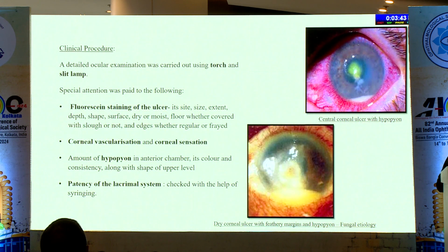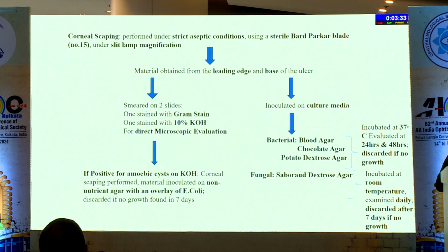Clinical examination was done using a torch and slit lamp. Special attention was paid to fluorescent staining of the ulcer, corneal vascularization, and sensations. Amount of hypopyon in the anterior chamber was noted. Corneal scraping was then performed using a sterile Bard-Parker blade under slit lamp magnification. Material was obtained from the leading edge and base of the ulcer, was inoculated on appropriate culture media for both bacterial and fungal growth, and was stained with Gram stain and 10% KOH mount.